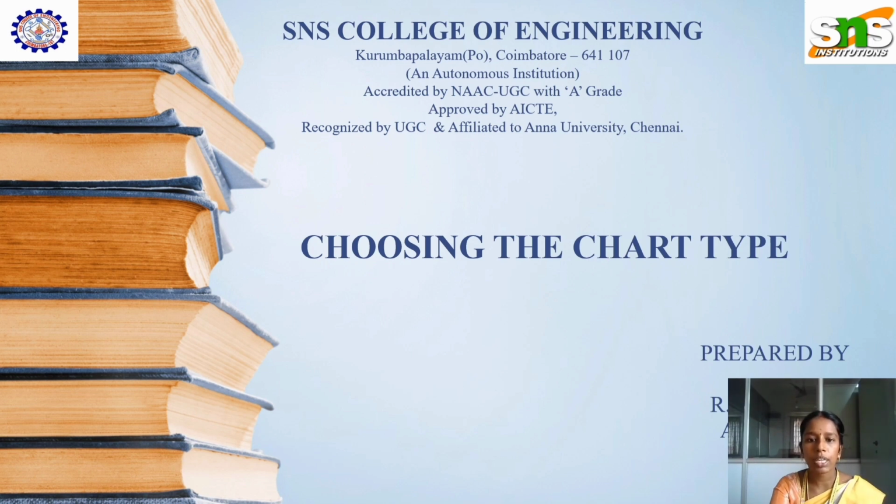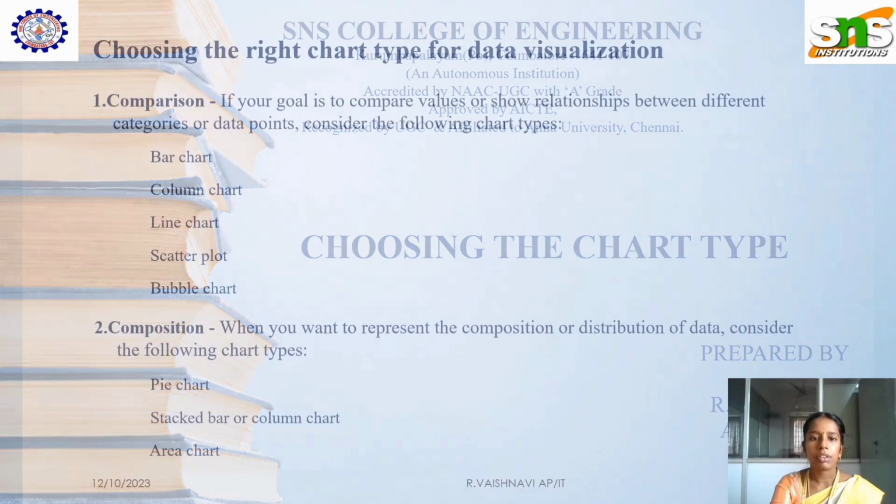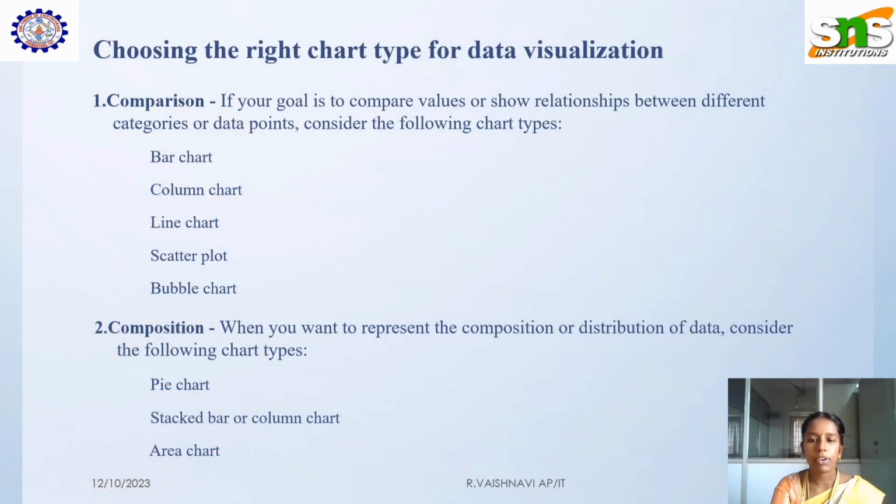Now we are going to see the lecture series on the topic of choosing the chart type. Choosing the right chart type for data visualization, we have five subcategories: comparison, composition, distribution, relationship, and the geographic. First one is the comparison.